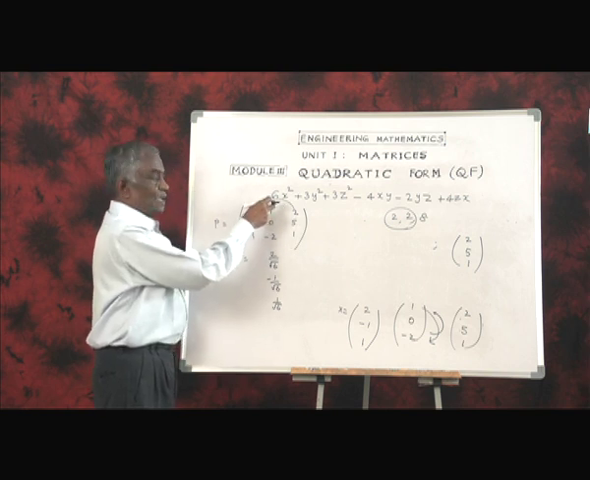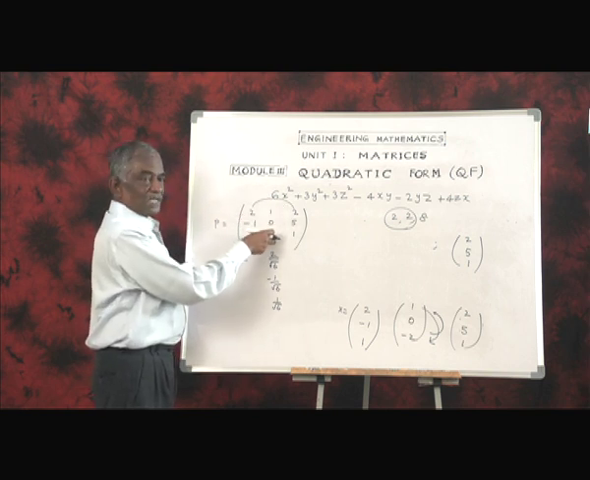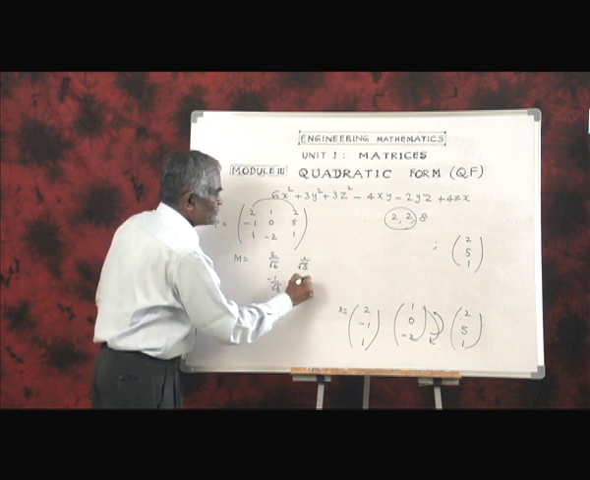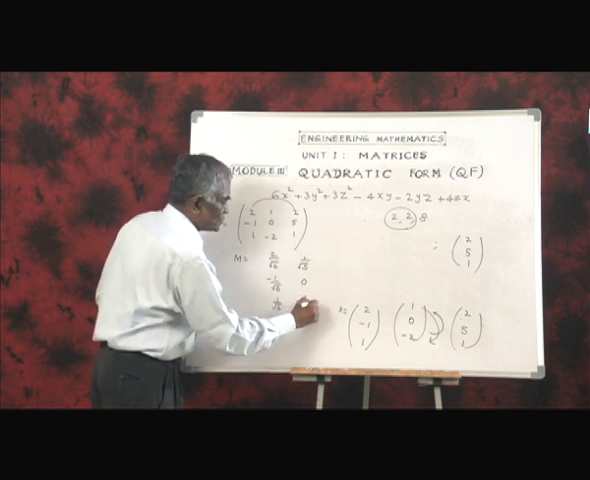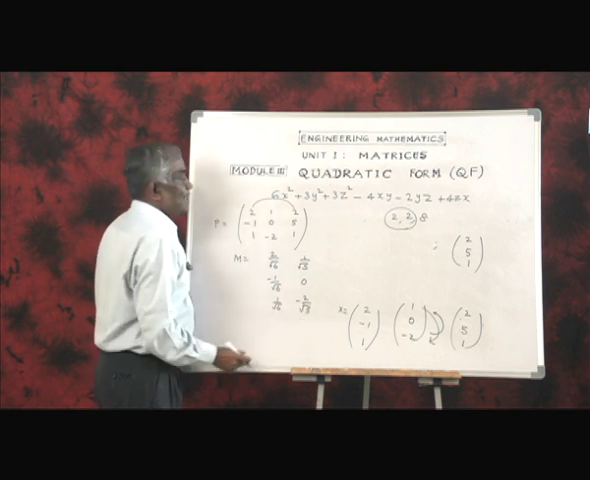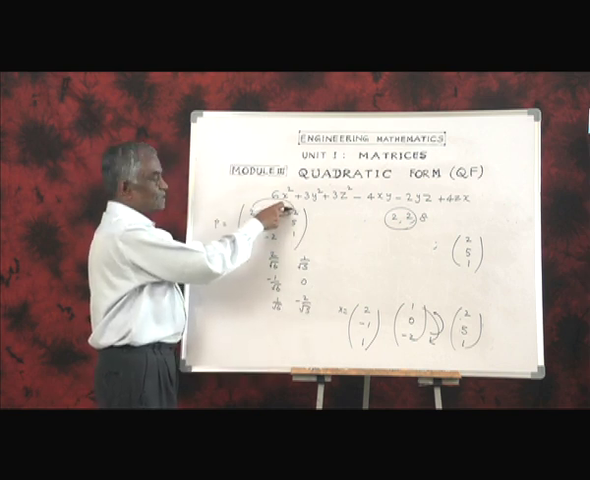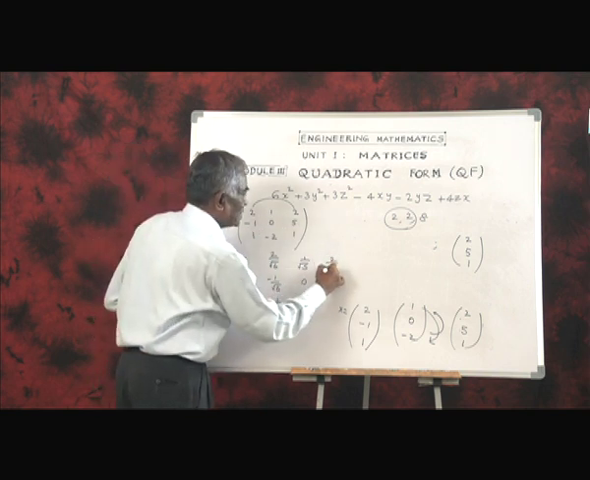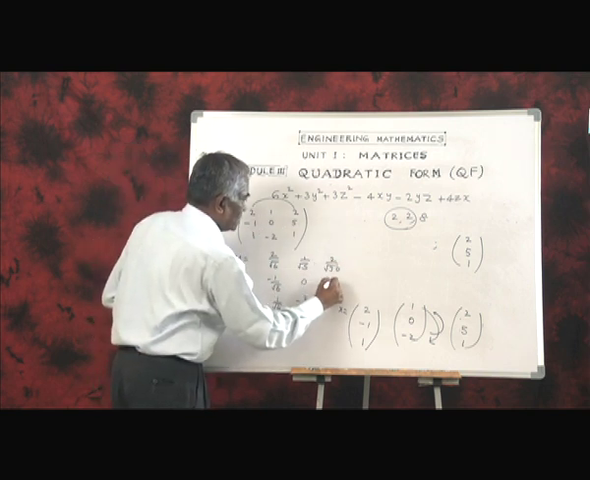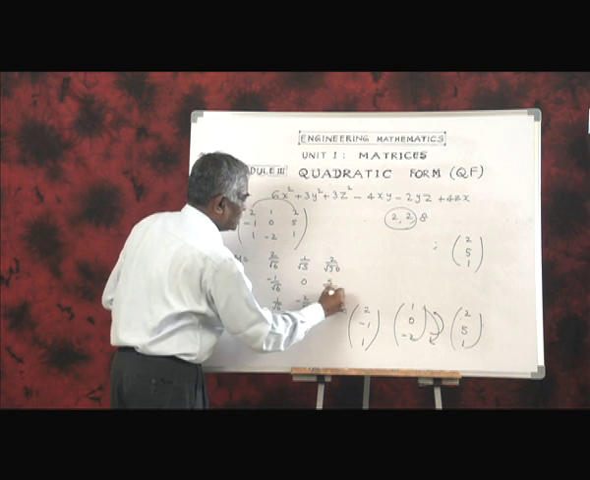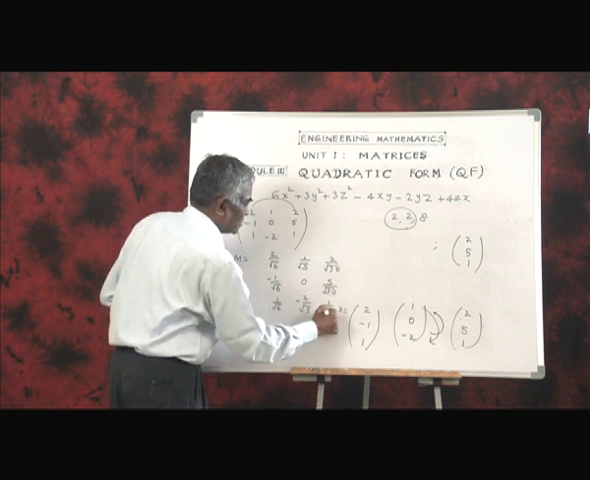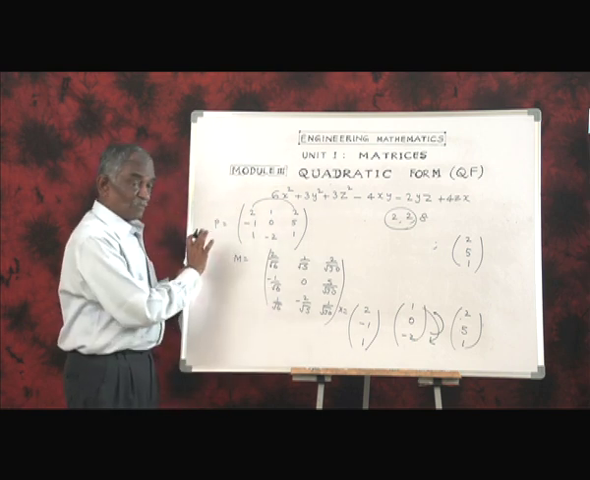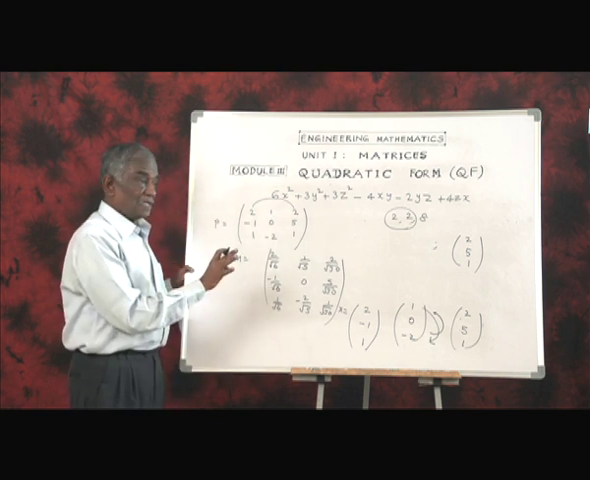Then here 1 plus 0 plus 4, that is 5. Therefore, 1 by root 5, 0, minus 2 by root 5. And finally, here 4 plus 25, 29 plus 1, 30. So, 2 by root 30, 5 by root 30, 1 by root 30. So, this is called the model matrix. But remember, model matrix need not be unique.